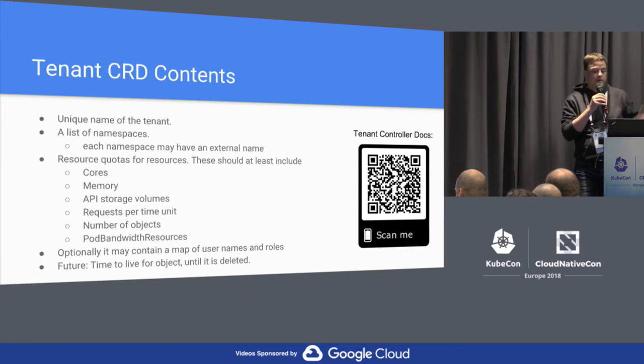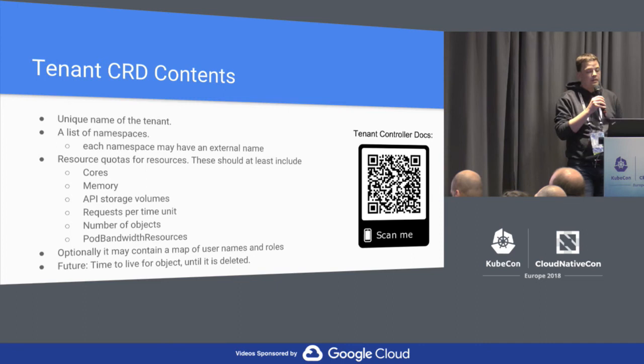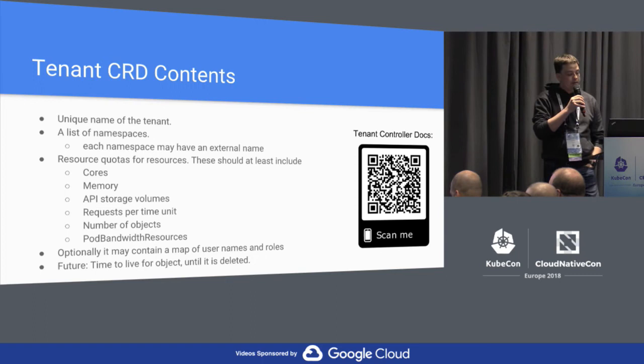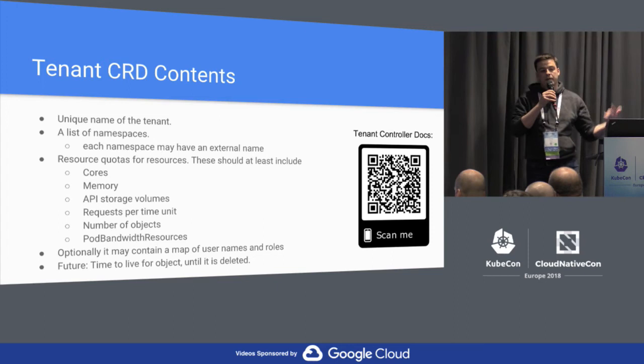And a list of namespaces that should be valid for. And then, of course, a list of all the things like cores, memory, API, storage volumes, maybe. That could also include the type of storage that the tenant may use, but also, of course, the amount of storage it may use. Requests per time unit, because we had some students that coded against the Kubernetes API and just hammered the API server and brought it down, or essentially etcd.